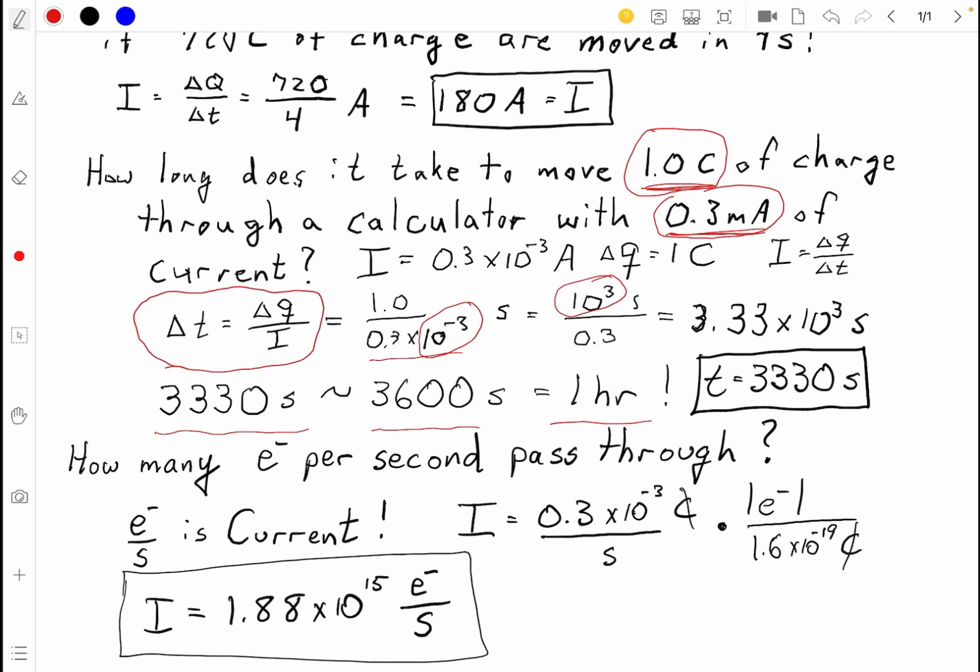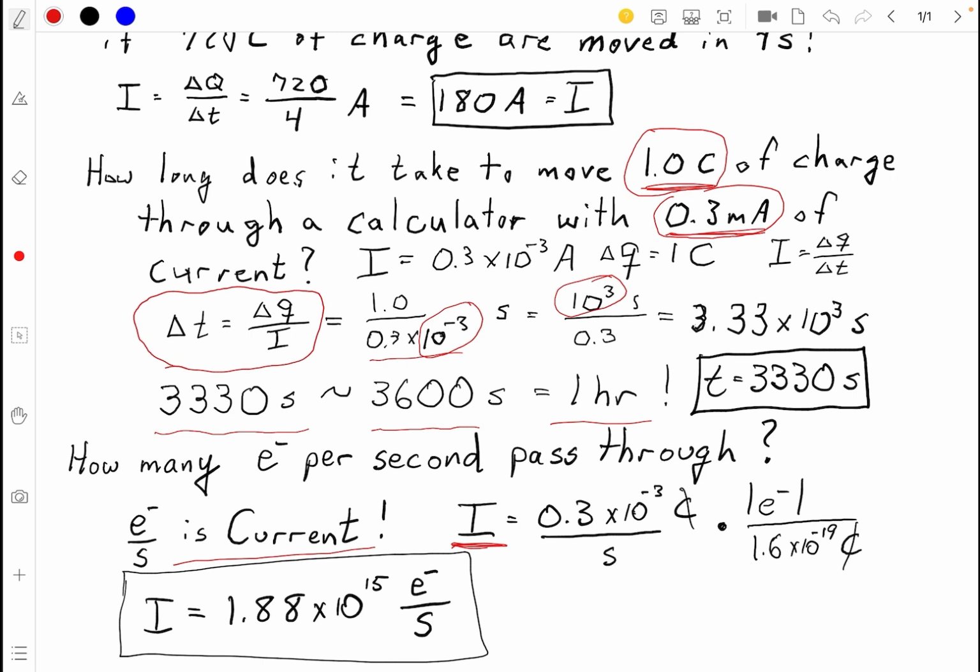How many electrons then pass through? All right, so, well, what do we have to do? We have to figure out our electrons per second. But if you notice, electrons per second is just charge per second, and that's current. Okay, so we have our current, and we know that our current is 0.3 milliamps.